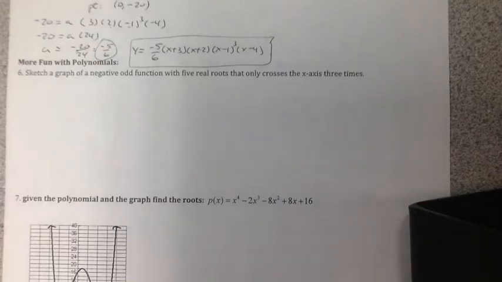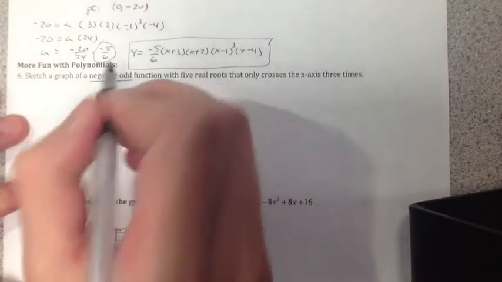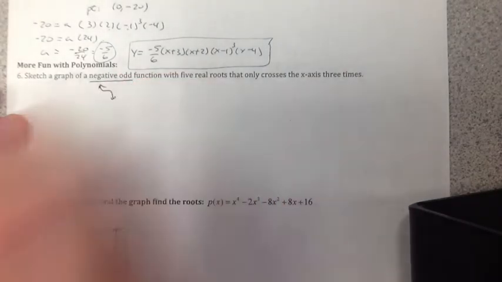As I said, in part 2, we're going to have some fun with polynomials. All right, we want to sketch a graph. Now, here's what we know about the graph. It's odd and negative. What does odd and negative look like? Like a cubic, but flipped.